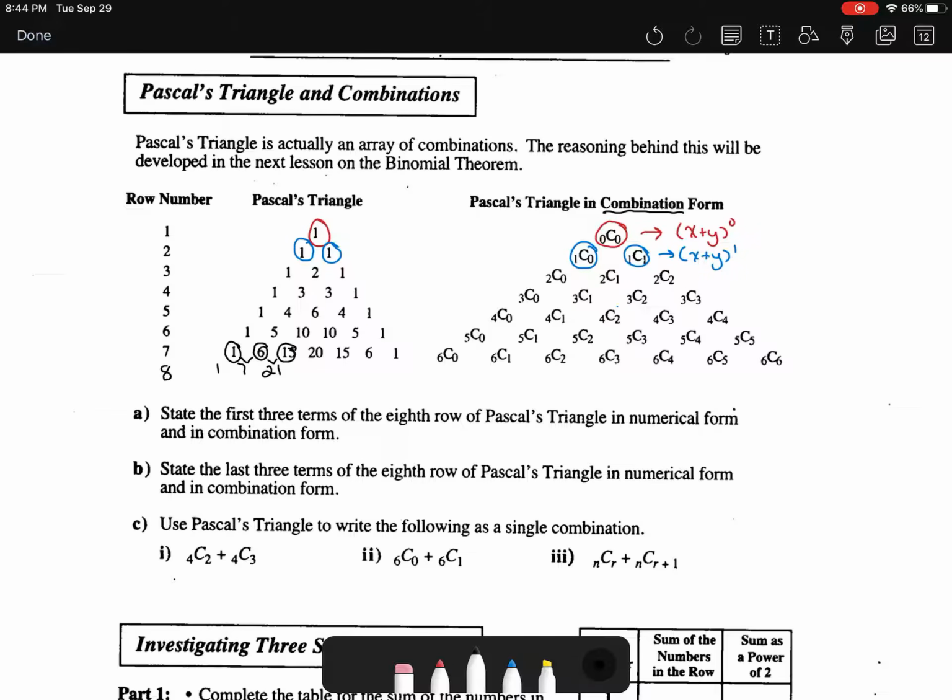Okay, they want it in numerical form and in combination notation. So this is going to be 7 choose 0. This will be 7 choose 1, and 7 choose 2. Okay, that's how I write those.